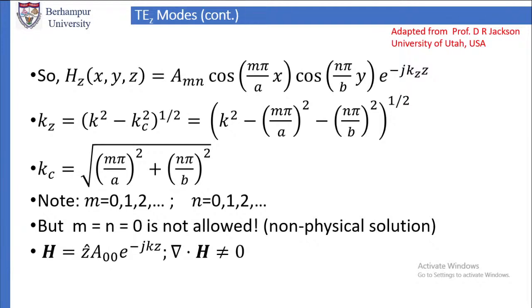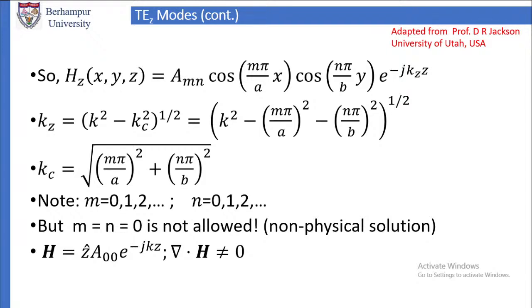So A00. Then cos m is equal to 0 means cos 0 is 1. Cos n is equal to 0 means cos 0, again 1. So those two will be 1. Then exponential minus j k subscript z into z. So H is equal to z cap A00 e to the power minus jkz.